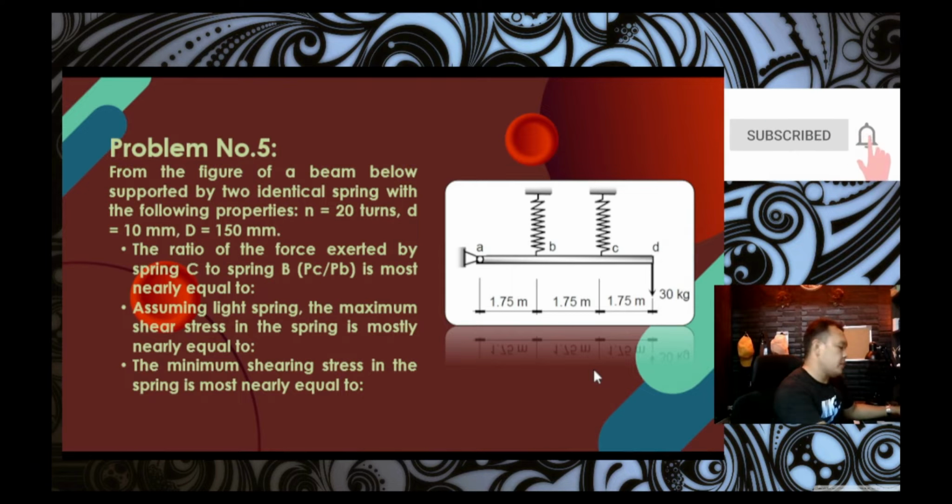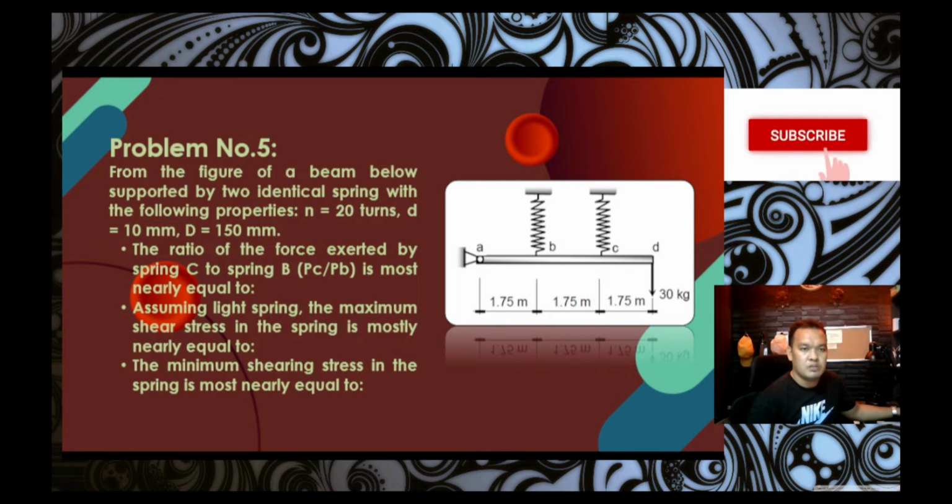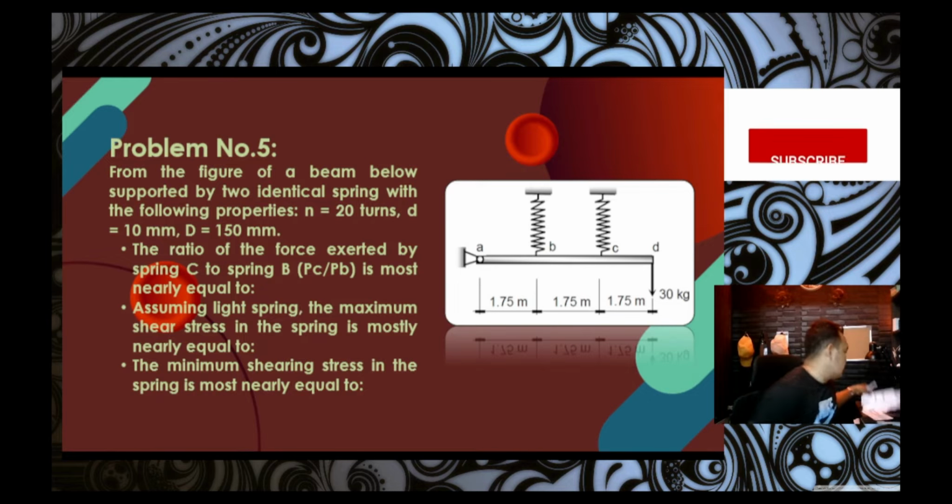Okay, problem number 5. Problem number 5 ay from the figure of a beam below supported by two identical springs with the following properties. N is equivalent kay 20 turns, D is equivalent kay 10 mm, and capital D is equivalent kay 150 mm. The question is the ratio of the force exerted by spring C to spring B, PC over PB, is most nearly equal to, then assuming the light spring, the maximum shear stress in the spring is most nearly equal to, then the third question is the minimum shearing stress in the spring is most nearly equal to. No? Okay.